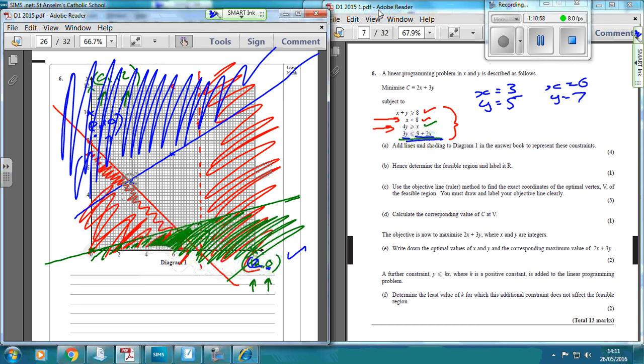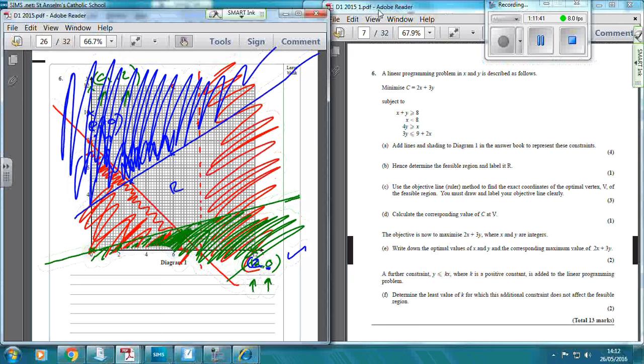That's a nice quick mark. Use the objective line ruler method to find the exact coordinates of the optimal vertex V of the feasible region. You must, well, because what we want to do is we want to minimize this. Right, okay, so this is going to be quite tricky to represent on here. So what I'm going to do is explain to you via the medium of pictures what it is I'm doing.